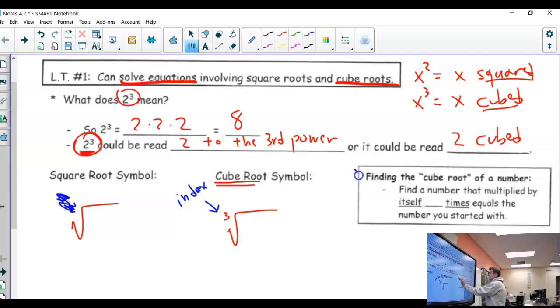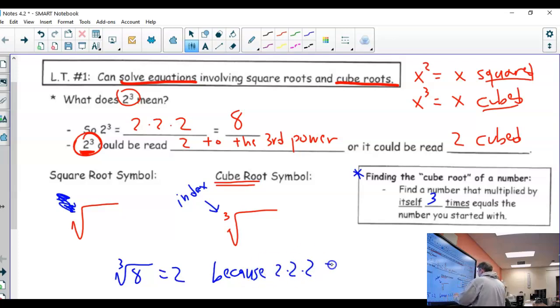What does it mean to find the cube root of a number? It means to find a number that multiplied by itself 3 times equals the number you started with. All right? So for instance, the cube root of 8 equals 2, because 2 times 2 times 2 equals 8. When you're taking the cube root of a number, you are looking for a number that multiplied by itself 3 times equals the original number.